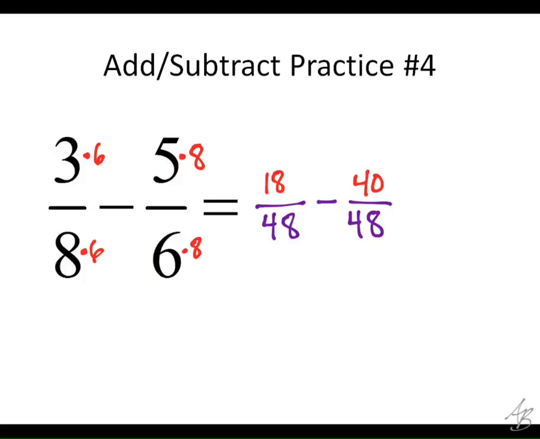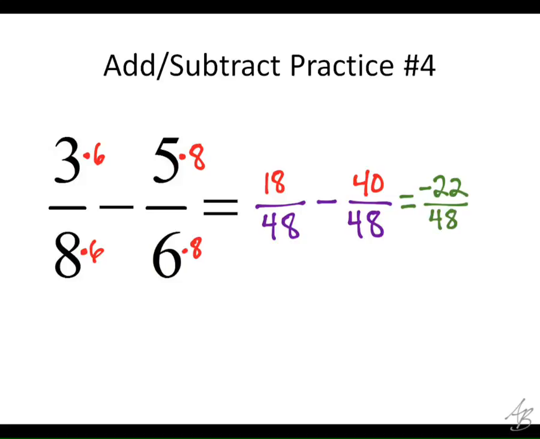Alright, so then the next step, we're going to add or subtract the numerators. Are we going to add or subtract here? Subtract. Okay, we have a positive 18 and a negative 40. So what is 40 minus 18? Anybody know? 22. And is that going to be a positive 22 or a negative 22? Negative. Why? Because the 40 is bigger. Okay, good. What's the denominator going to be?